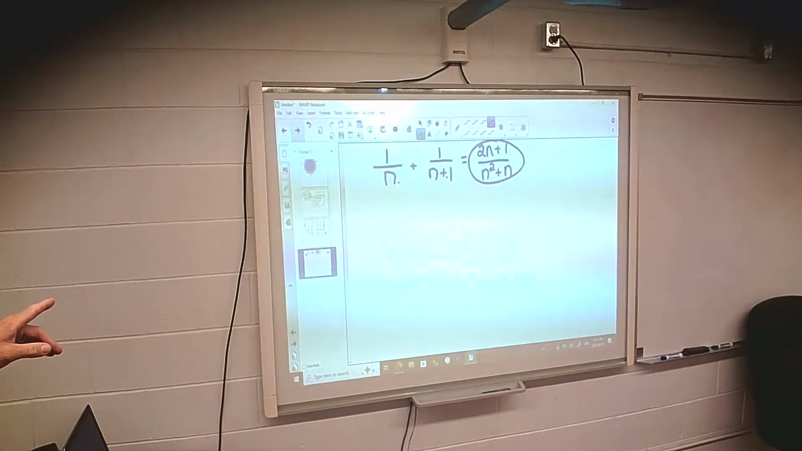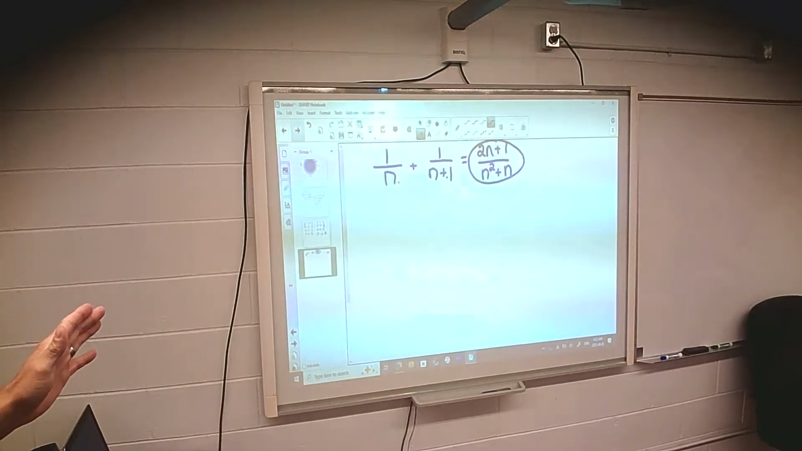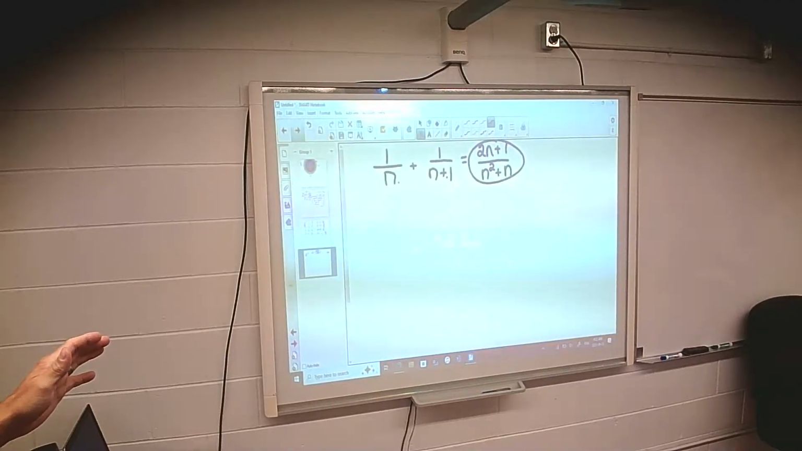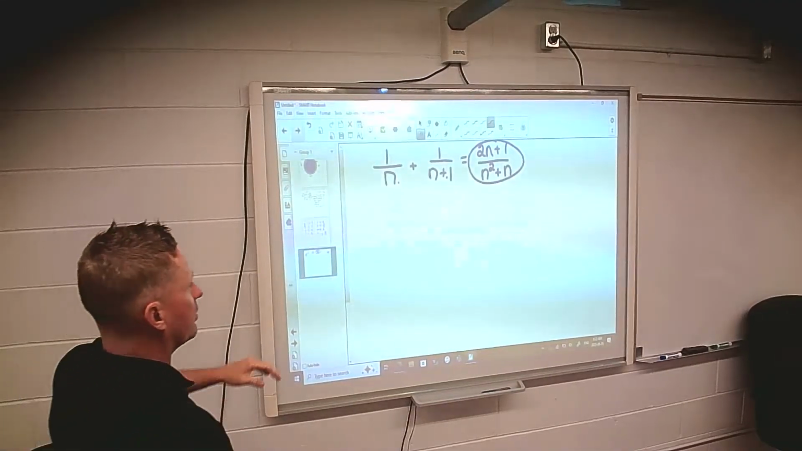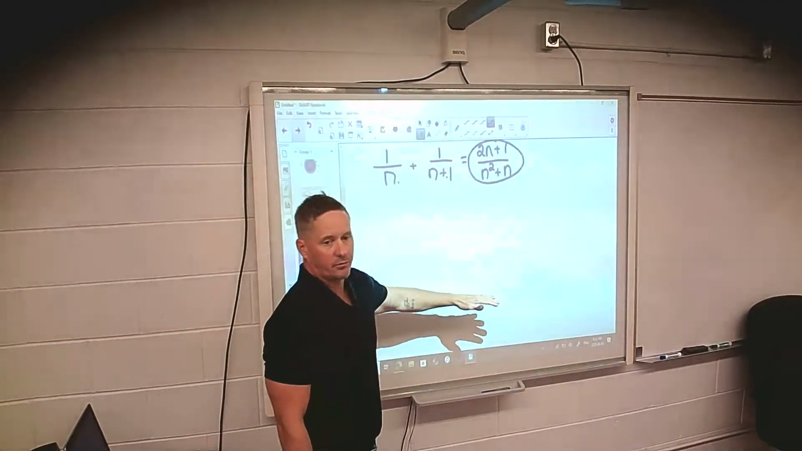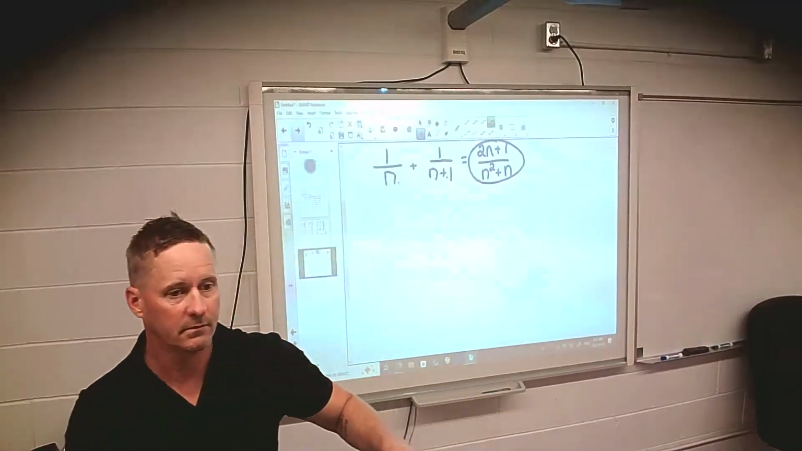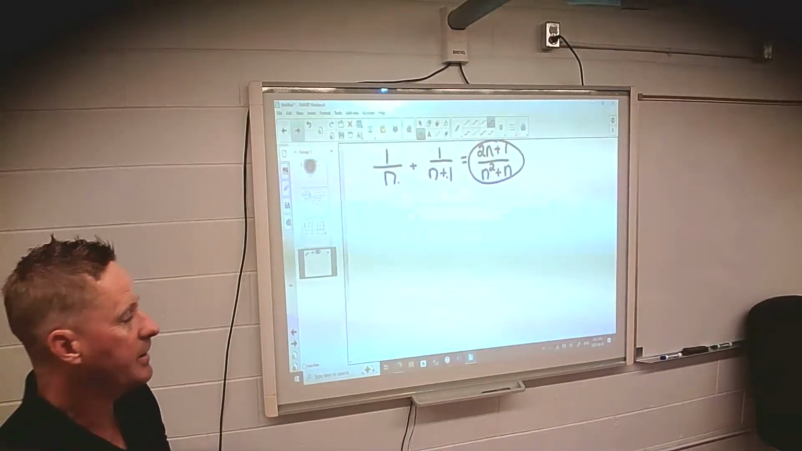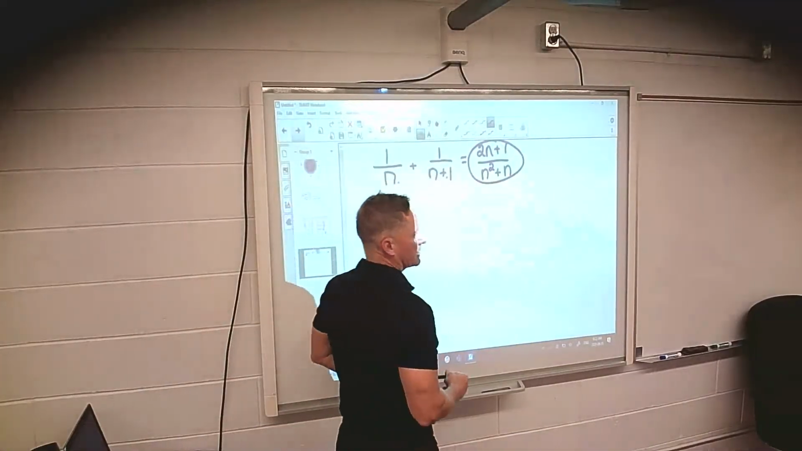So I'm going to add those two together on the left side. What do you do to add fractions together? What do I need? Common denominator. Now, this goes into 3 months from now, we're going to have to do this. So I'm going to do it for you right now. I need a common denominator between n and n plus 1.